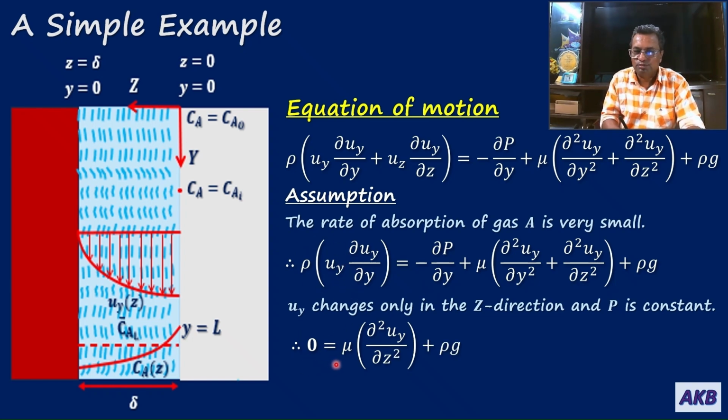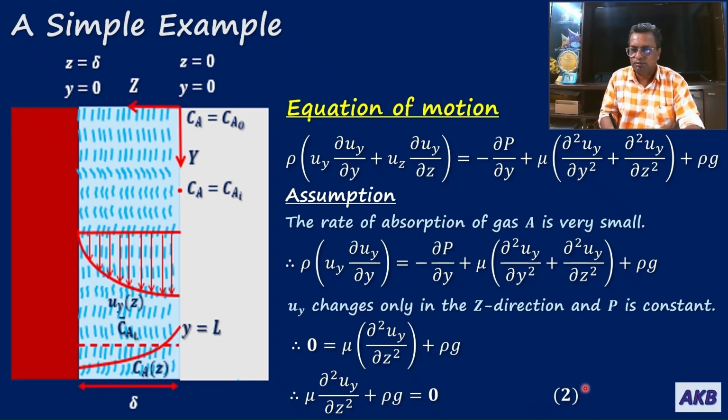So 0 is equal to mu into ∂²uy/∂z² plus rho into g. That is mu into ∂²uy/∂z² plus rho into g is equal to 0. And I am going to call this as equation number 2. So equation number 2 is the modified form of y component of equation of motion. And how we have modified it? We have modified it by using the simplifying assumptions in our discussion.